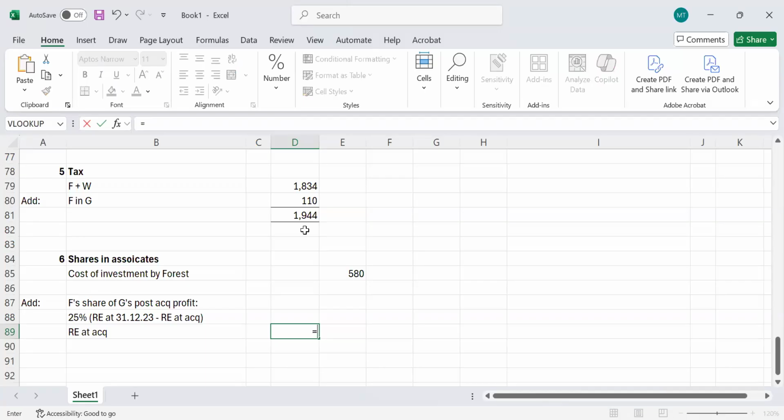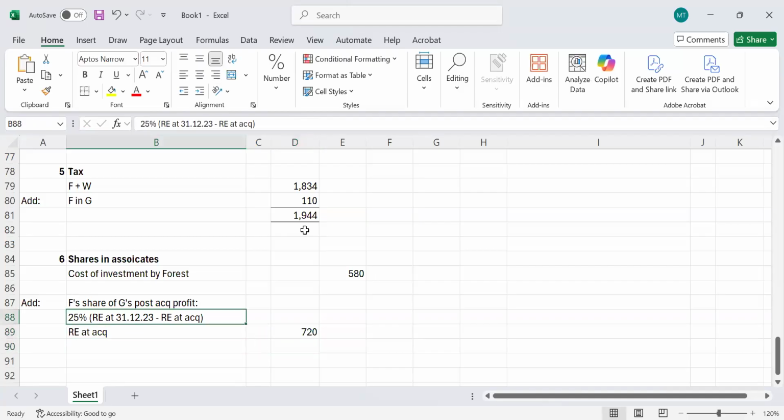So let's do this very quickly. So we have total capital reserves figure 1.8 million. Share capital sitting in the balance sheet as 1080. This will allow us to calculate retained earning at acquisition, which is 720. So as a result, we can finally calculate 25% of retained earning at 31st December minus retained earning at acquisition.